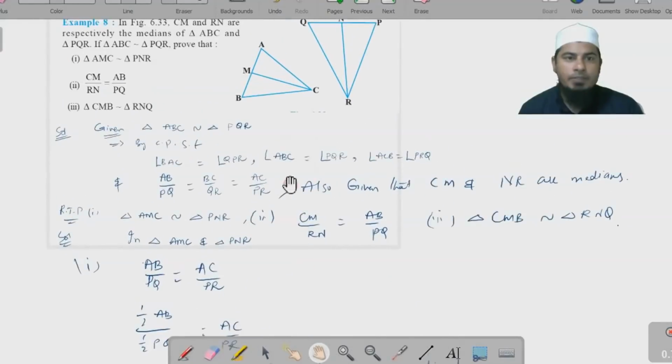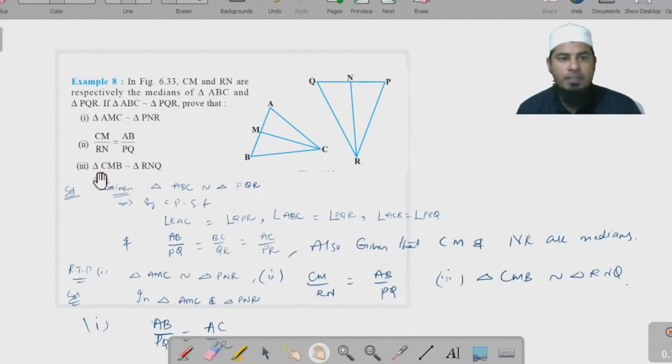Now let us see what is the difference between the first bit and the third bit. Here triangle AMC and triangle PNR is given. In the third bit, triangles CMB and RNQ are given. It means whatever we have used to prove triangle AMC is similar to PNR, we can use in a similar manner here. So try for that. I hope you understood. We just have to write the ratios. MB by QN is equal to BC by QR, prove it, and angle B is equal to angle Q, which is given. These two triangles are similar by the SAS similarity criterion.